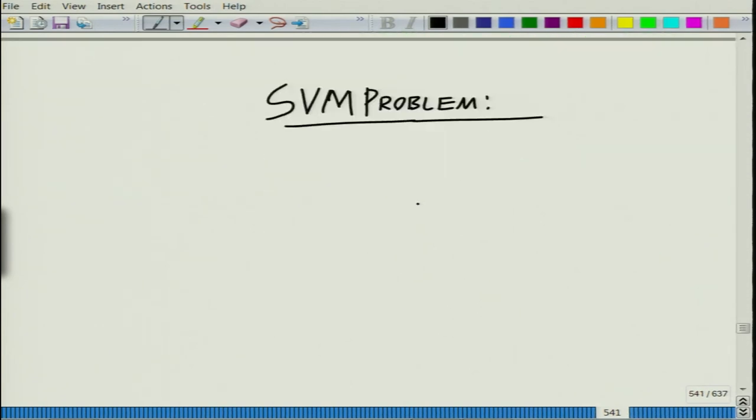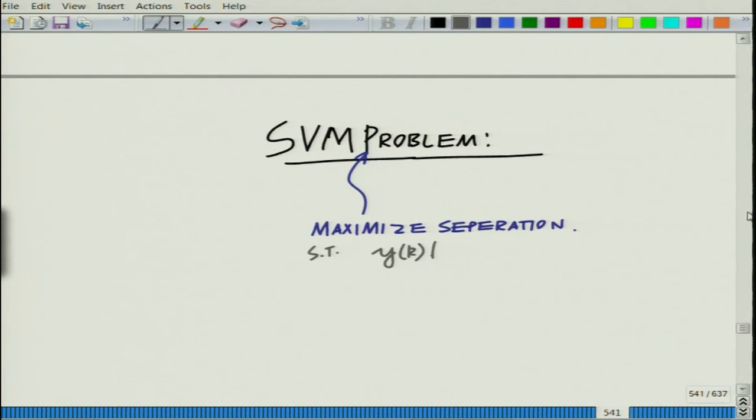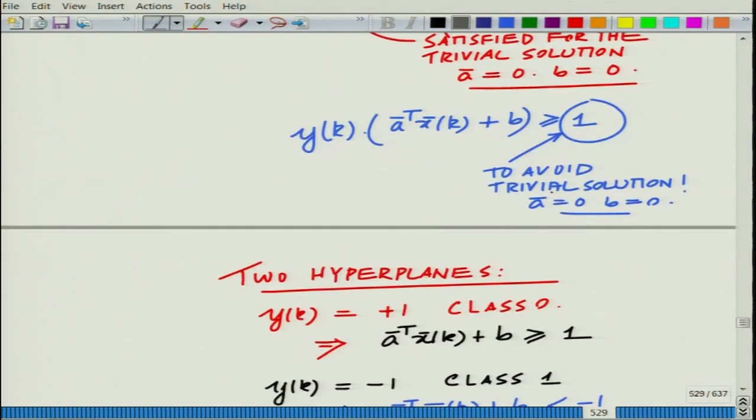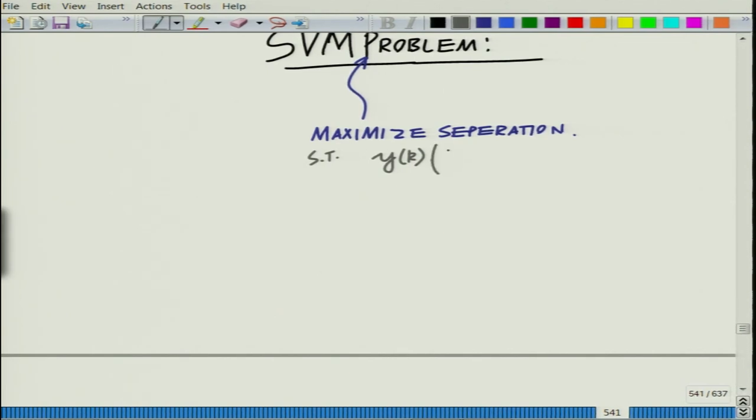This is essentially, remember, the objective, which is to maximize the separation, subject to the constraint, remember, y k times A bar transpose X bar. If you go back and take a look at this, the constraint is that A bar transpose X bar k plus B is greater than or equal to 1. So, that is what that means: we have the constraints A bar transpose X bar k plus B greater than or equal to 1, for k equal to the m points, 1, 2 up to m.